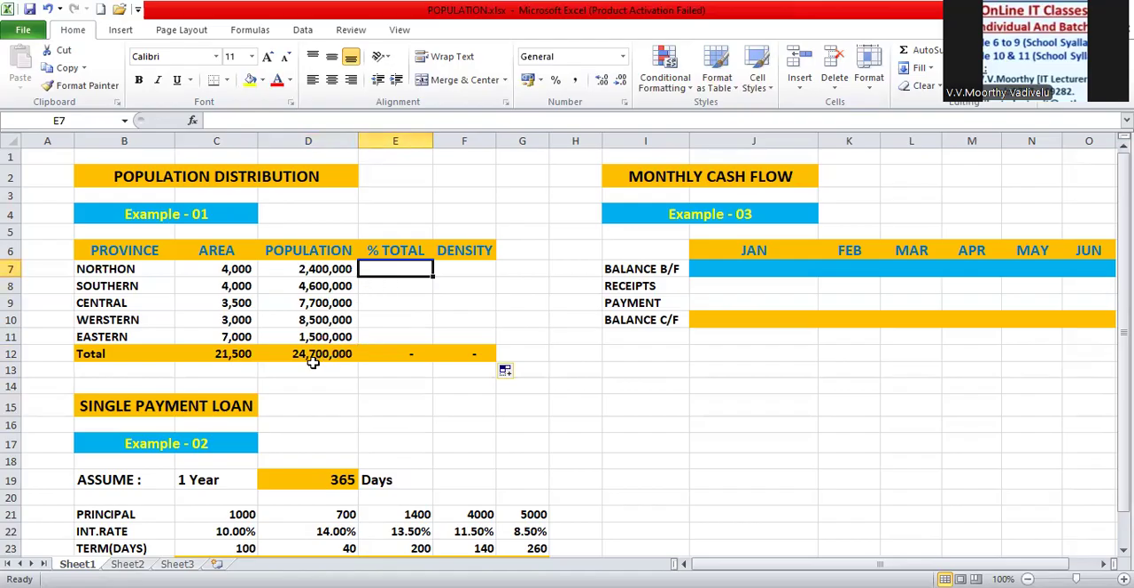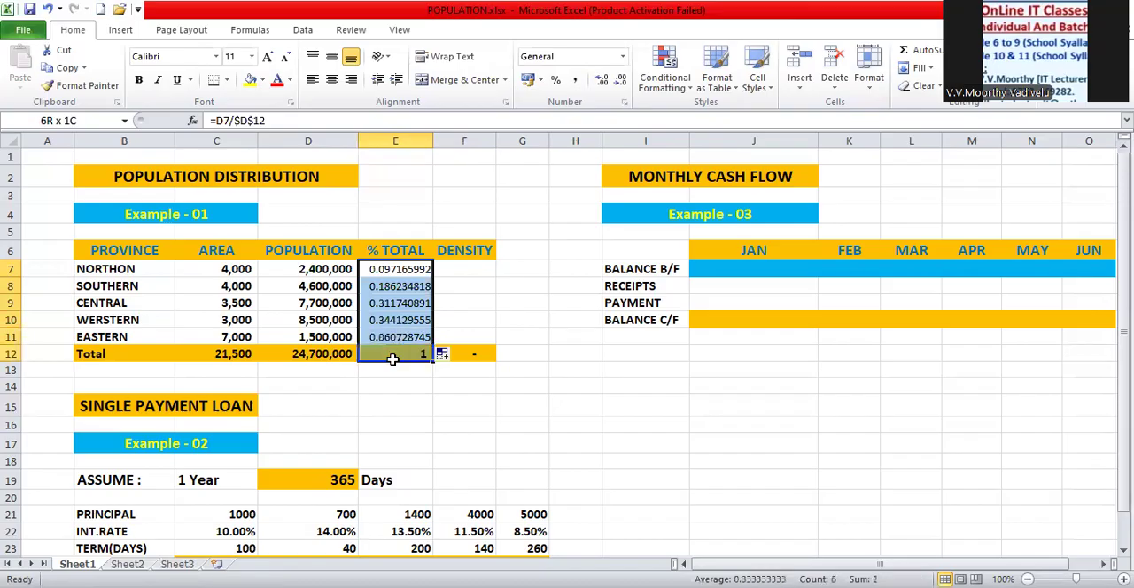So the fixed value, 24,700. Absolute value, because we are going to use the copy command. So equal, this one divided by this total. Fixed D12, function key F4, single fixed. Then press enter. Then copy up to here.